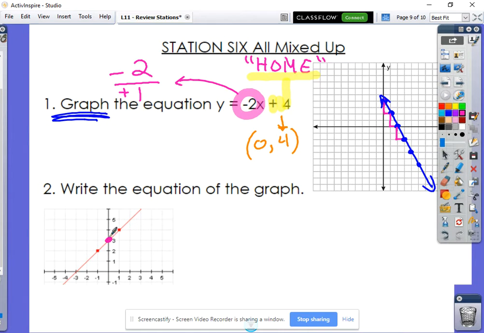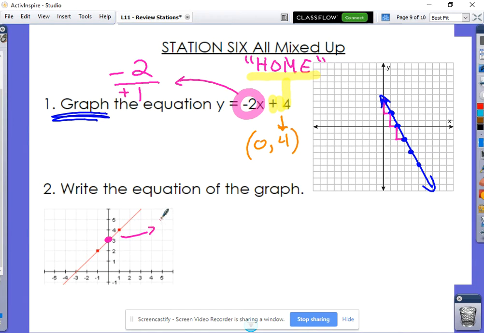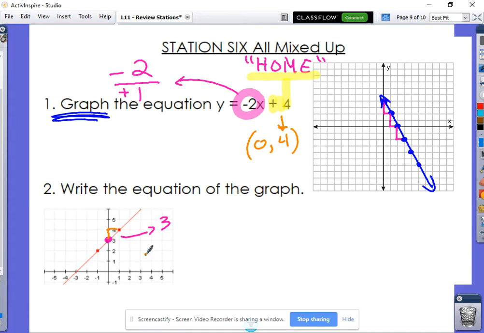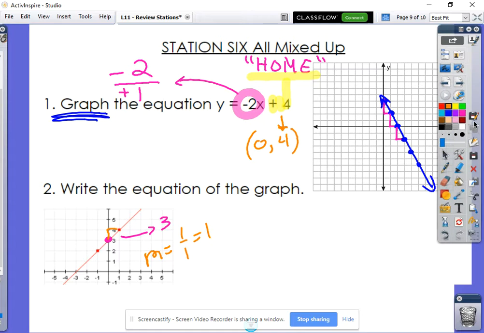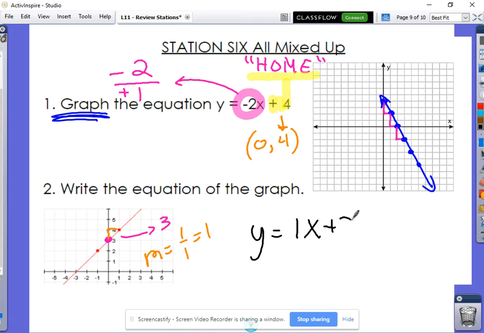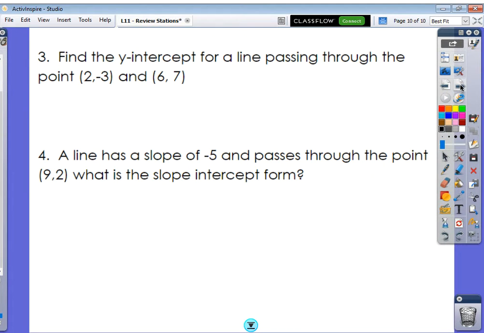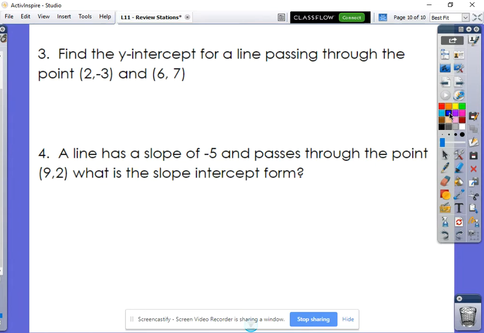We start by identifying where's my y-intercept. So in this case, my y-intercept is 3. And then what's my slope? Well, let's just count it right here on the graph. We're going up 1 and over 1. So that means my slope is positive 1, essentially, right? So my equation is really simple. y equals positive 1x plus 3. Very basic stuff there. Okay, these last couple here, very important that you're able to do this.